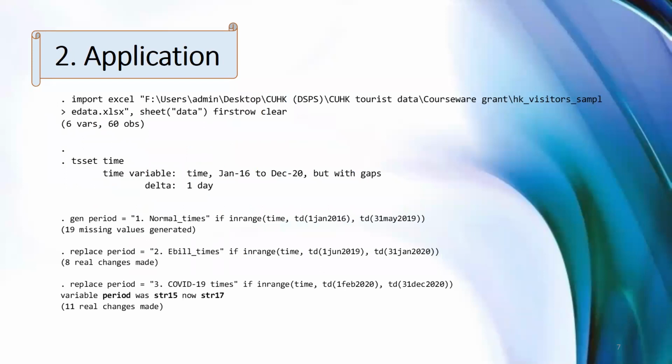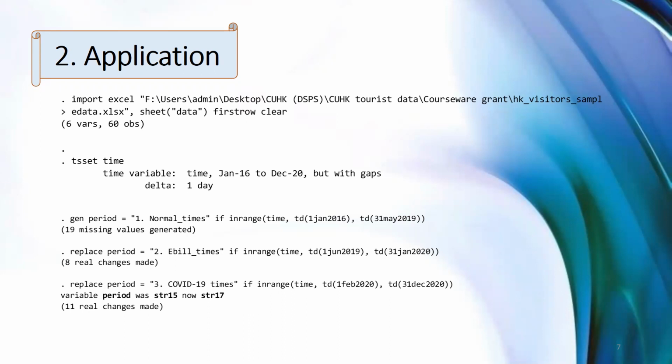So first of all, in Stata, we have to load the data set into Stata. So you have to import Excel, and then you type the path, the computer path, which is where your Excel file is located in your local computer. And then next, we're going to tsset time. So the file has a time variable, and we have to let Stata recognize that this is a time variable.